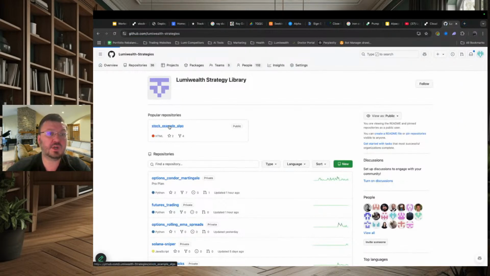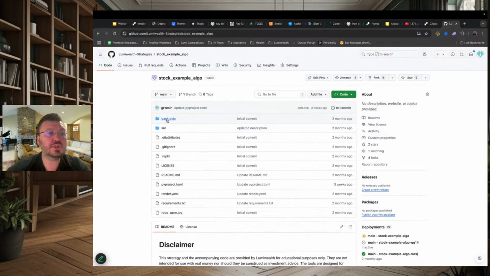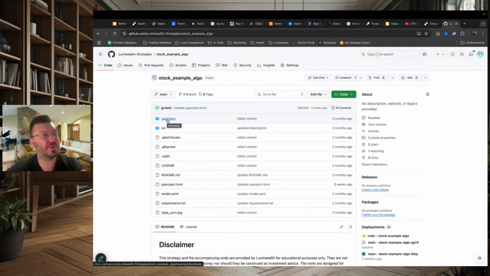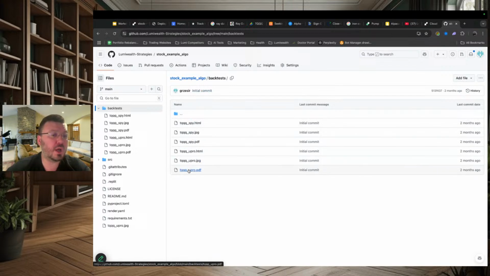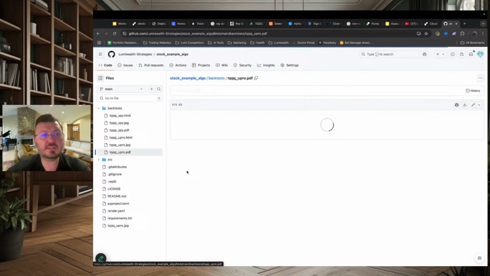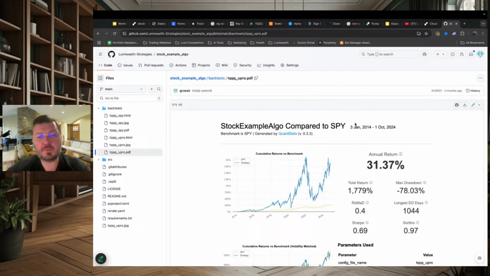Go here, for example, stock example algo. It's usually under back tests, right? So I showed you that before. You go into back tests here, where I told you to look at the names of these things. Let's say you want to run TQQQ U Pro, this version of it. You can click on this. You see here the back test. This is what it looked like when we back tested this thing.